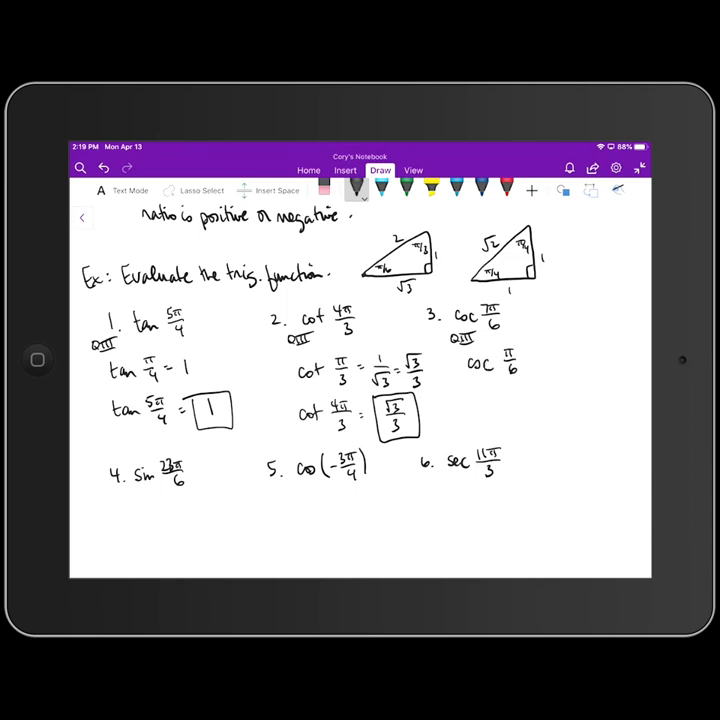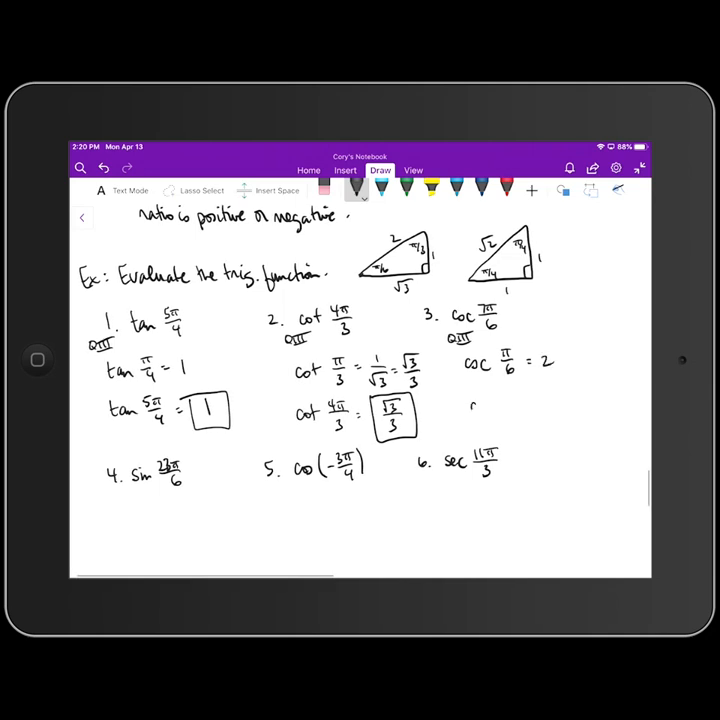We evaluate the trig function at the reference angle. So cosecant of pi over 6, we go to the angle pi over 6. Cosecant is hypotenuse over opposite, which is 2. So the cosecant of 7 pi over 6 has that same ratio. We know that cosecant is negative in quadrant 3. Again, all students take, only tangent and cotangent are positive in quadrant 3.